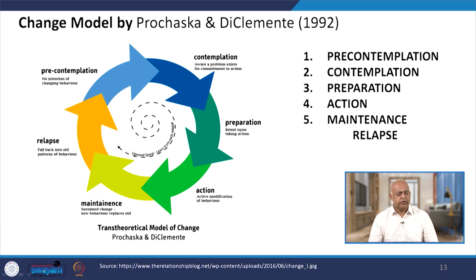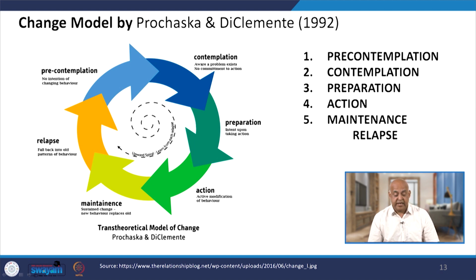Now I would like to talk about the change model by Prochaska and DiClemente in 1992. Here we have pre-contemplation, contemplation, preparation, action, maintenance and relapse. Pre-contemplation means there is no intention of changing behavior, and in contemplation we are aware that a problem exists but there is no commitment to action. That will be stage 2, contemplation.